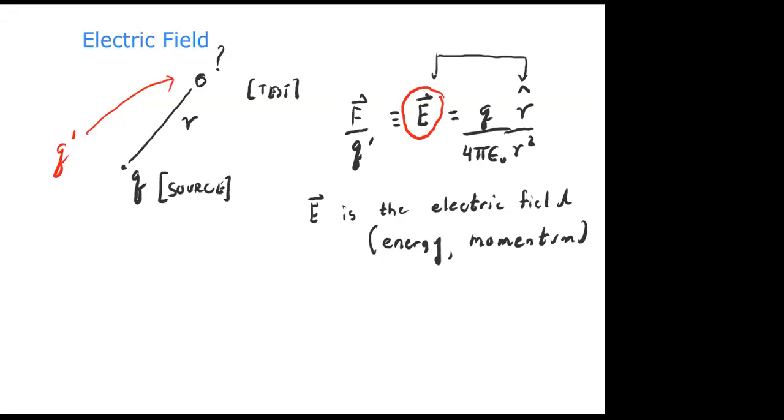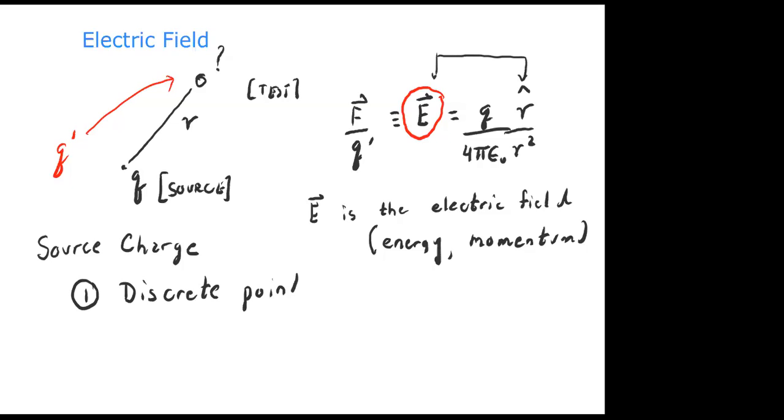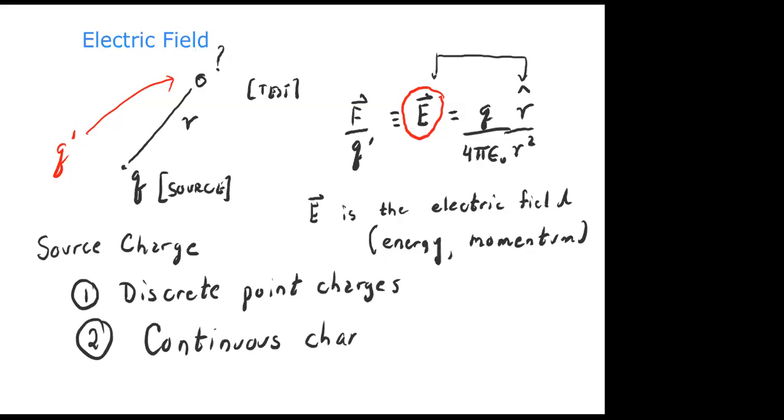So in a sense, we are going to spend the next three lectures calculating electric fields. And there are two cases that we have to consider. One case is where the source charge is just a set of discrete point charges. And the other case is when the source charge is a continuous charge distribution. The former is pretty straightforward, and you'll have some examples of practicing this in problem set 5. The latter is a little bit more involved, and so we'll talk about that now.